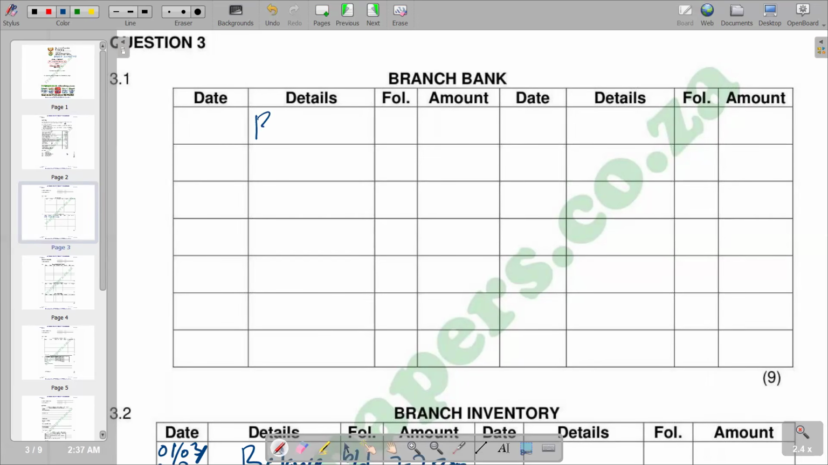So this is our branch bank, which we are going to have as balance DG. And then the date, obviously, 01/03/2020. So this is what we have in terms of our opening balance for branch bank. In terms of the amount, we can see that we are not given according to the question.